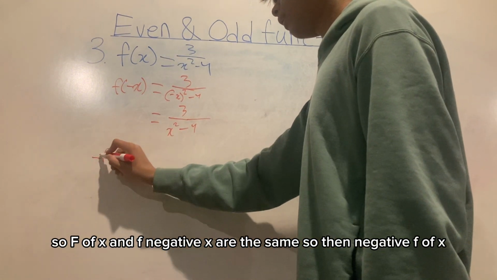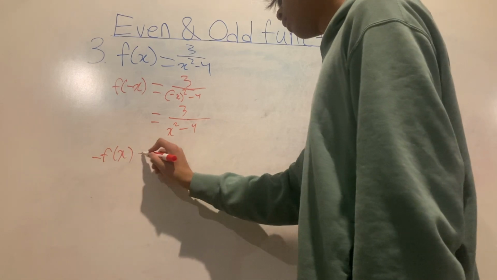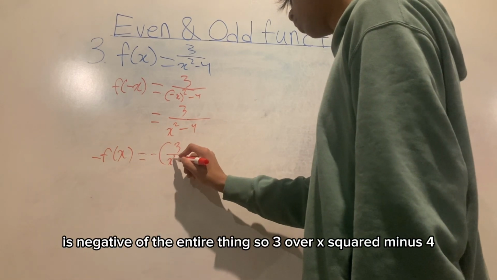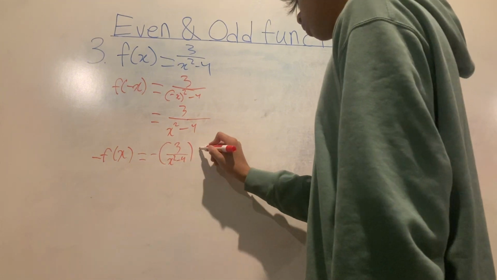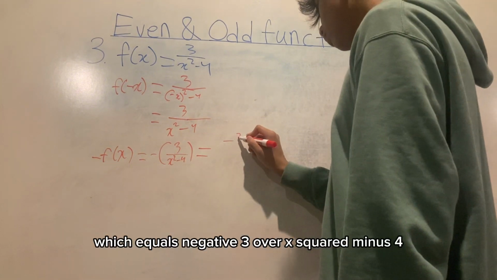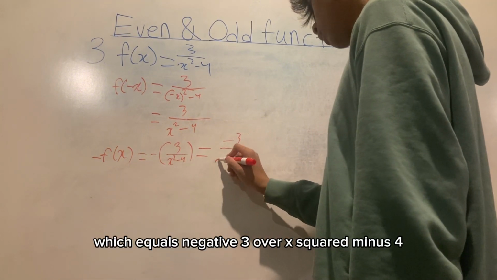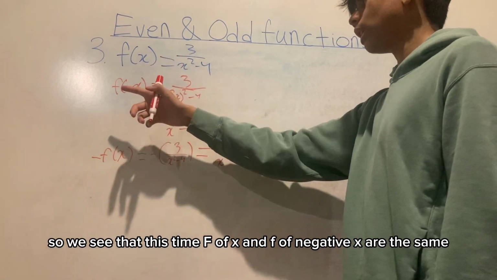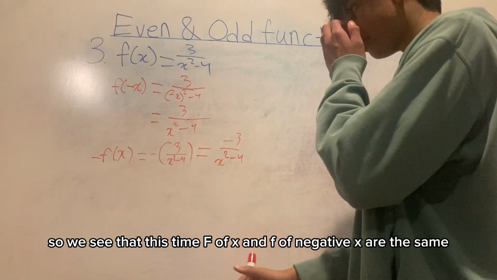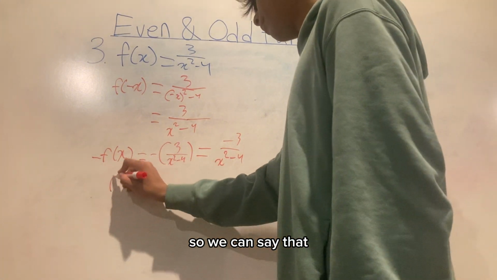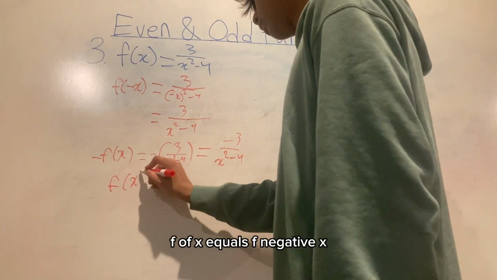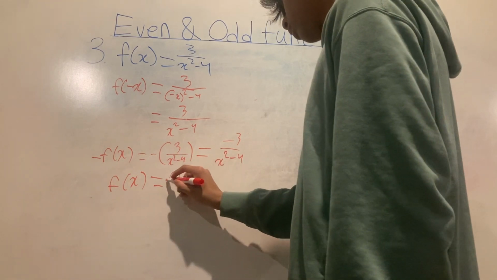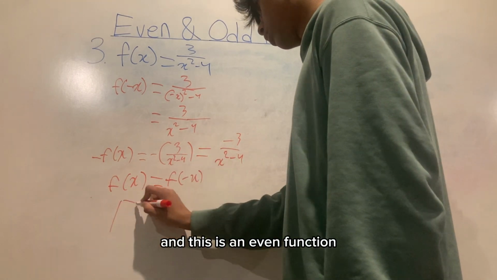So then negative f of x is negative of the entire thing. So 3 over x squared minus 4, which equals negative 3 over x squared minus 4. So we see that this time f of x and f of negative x are the same. So we can say that f of x equals f of negative x, and this is an even function.